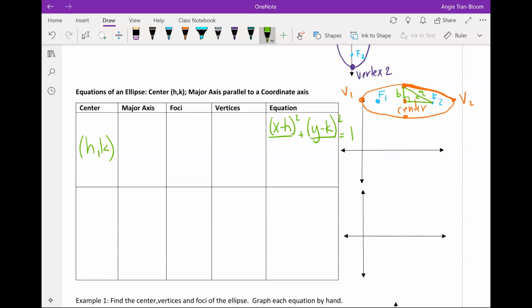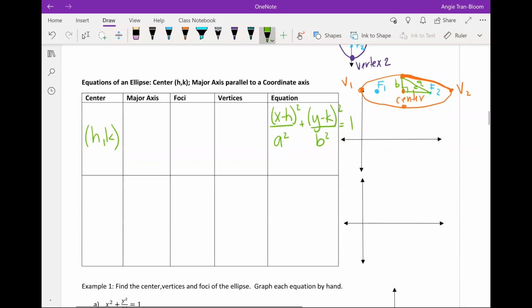Now, which one gets the a squared? X, you're right. That means you're left with b squared over here. Okay. Now, remember, this is for us. The reason we're doing this is that we have one location to find your information. Try not to memorize this stuff. Try to visualize it.